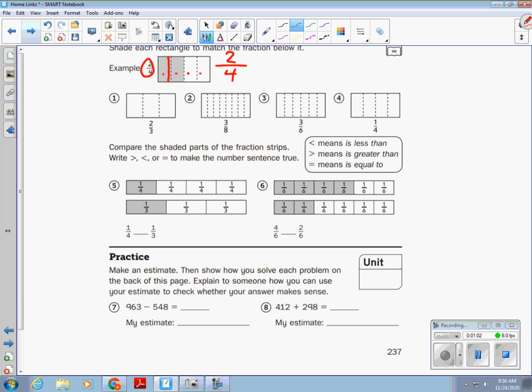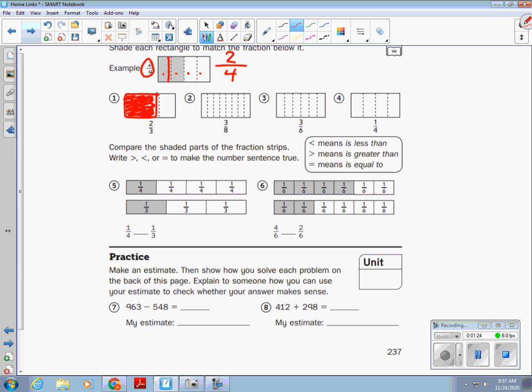So if we look at number 1, they want us to shade in 2/3. Well, we have 1, 2, 3 pieces, so let's just shade in 2 of those. And that would show us what 2/3 would look like.